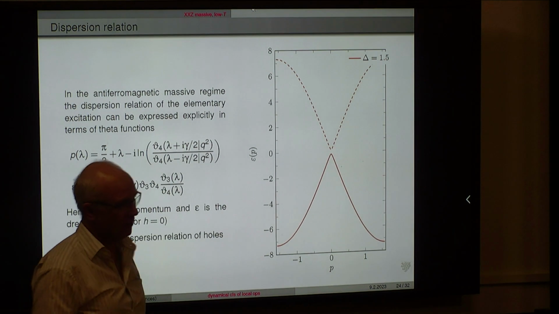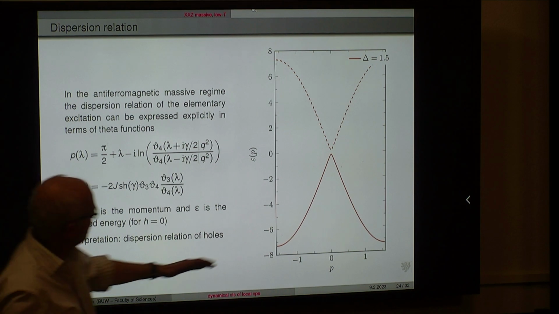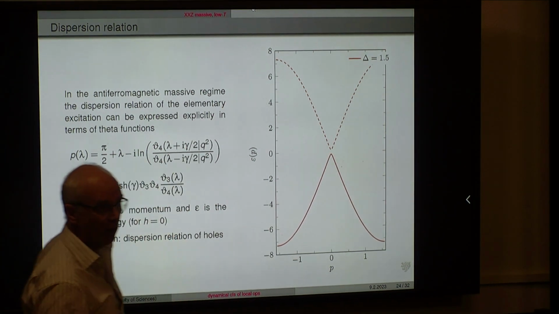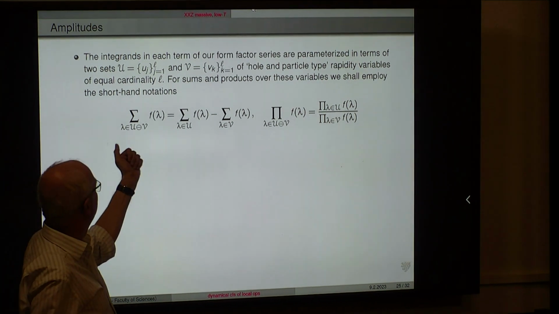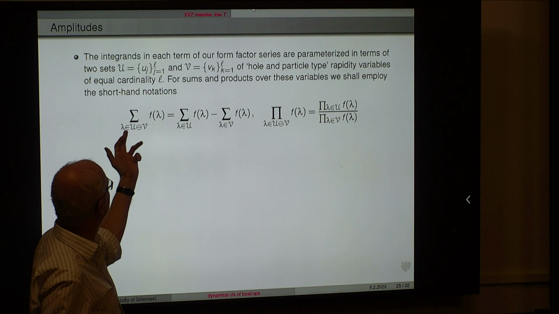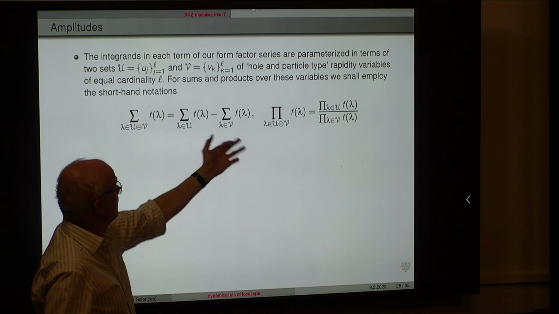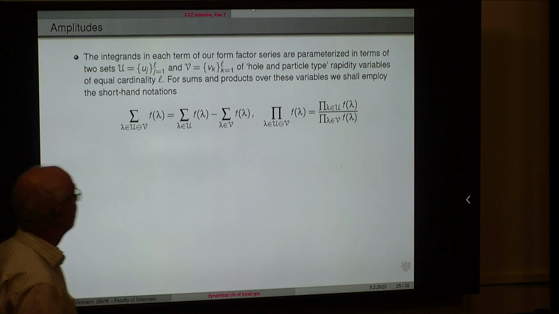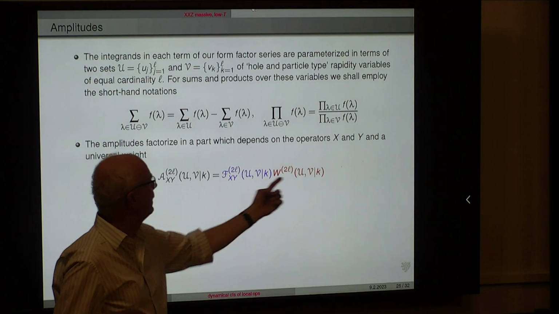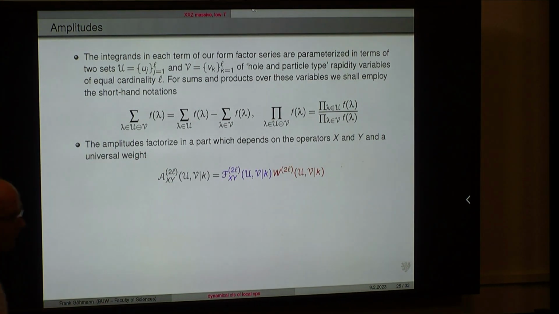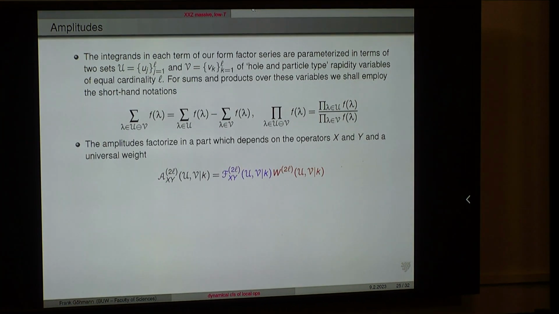Together they compose into a massive dispersion relation on the lattice, which means it's bounded, right? Then I use this fancy notation. I already used it without telling you. So the sum over parameters and the difference of the sets means this difference of the sums, and the same for the product. So our amplitudes, again, as you may have expected, factorize into two parts, one coming from the universal part of our amplitude and the other coming from the operator.